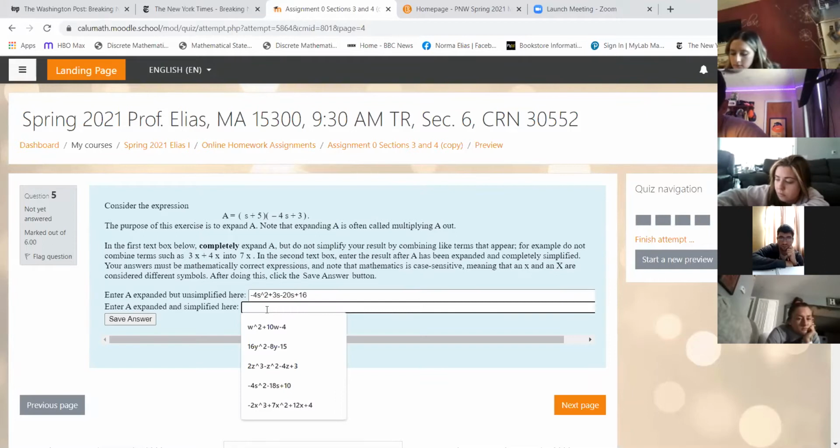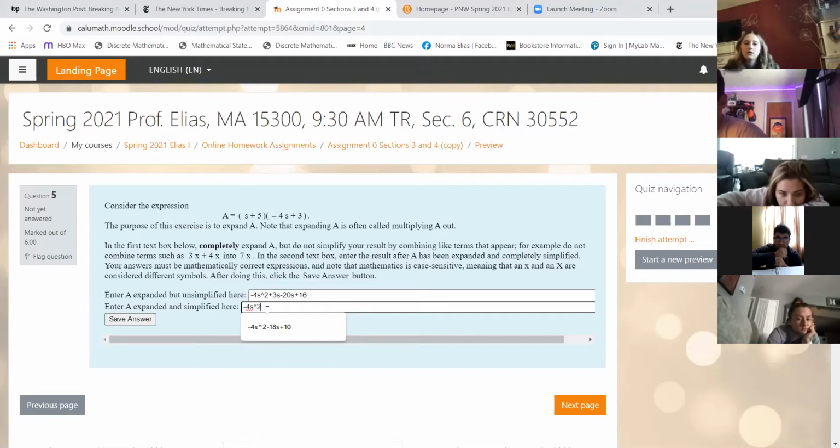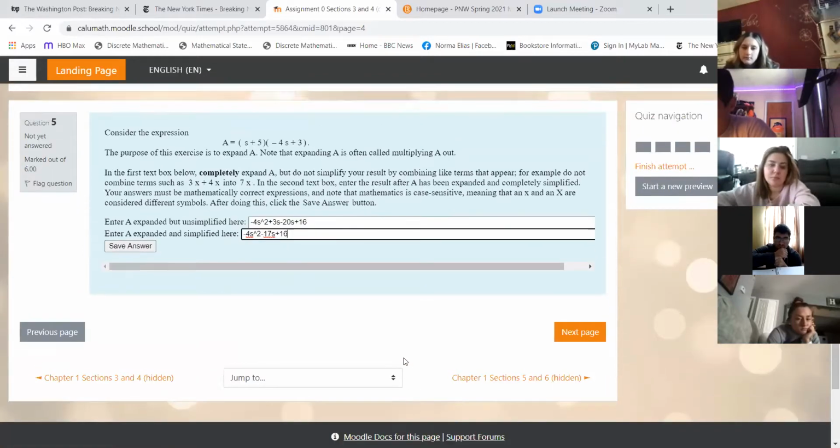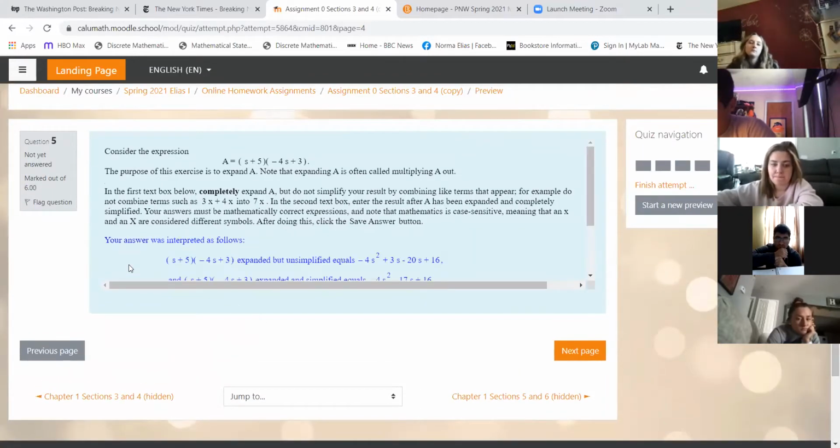And then they tell me, enter an expanded and simplified form. So what do they mean by that? It means that they want me to collect like terms. So it's minus 4s squared minus 17s plus, let us say, 60. Okay, I know that we made a mistake. And then save answer. So I'm saving my answer.